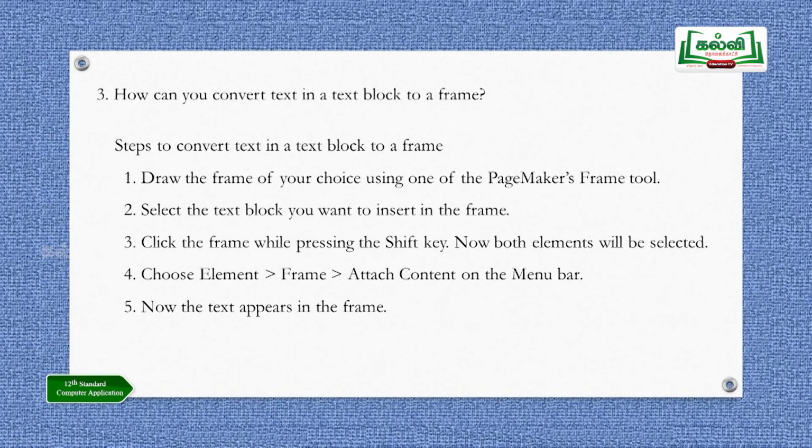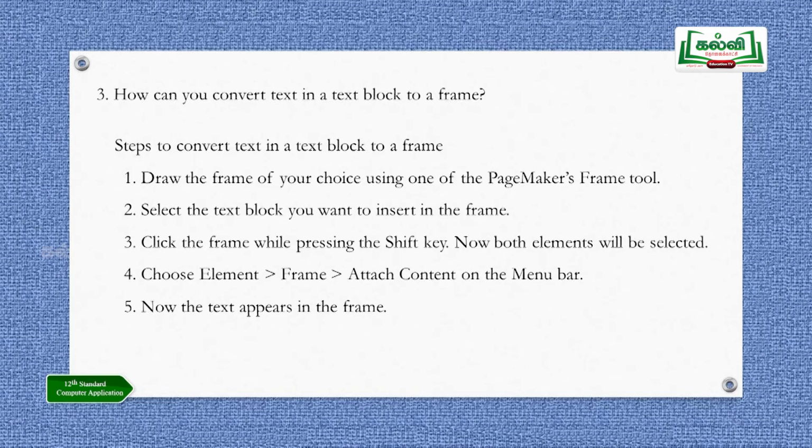How can you convert text in a text block to a frame? In the whole of Adobe PageMaker, for text, you are using two things. One is a text block, another is a frame. For the frame, you are using the three tools, as I told you: rectangle frame tool, ellipse frame tool, or polygon frame tool. Now you can convert a text block to a frame, or a frame to a text block. In this question, we are going to see how a text block is converted to a frame.